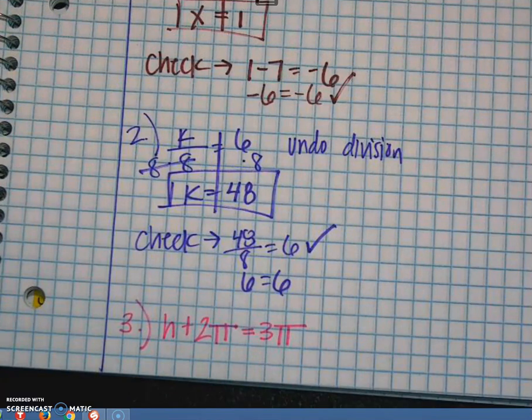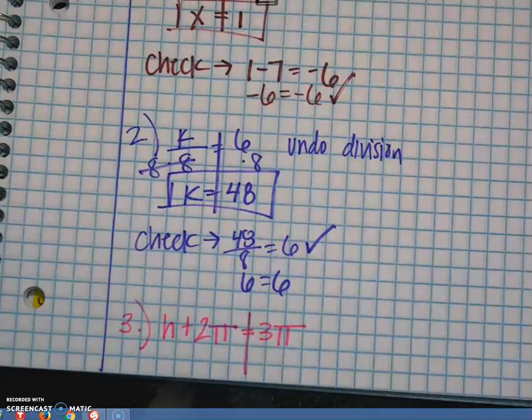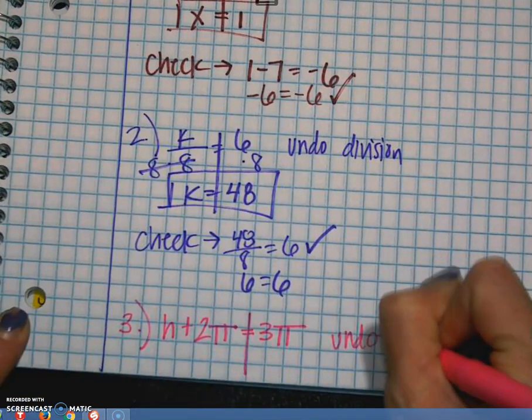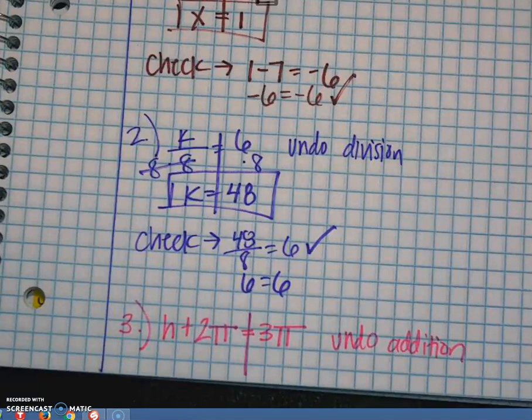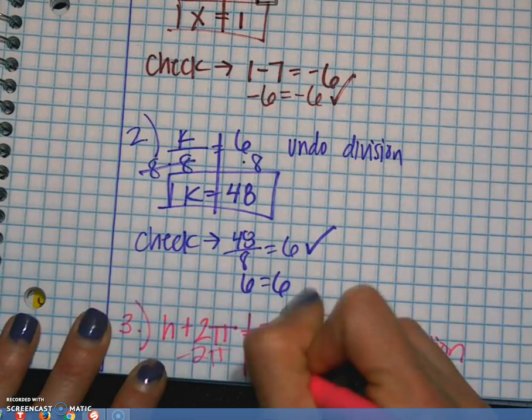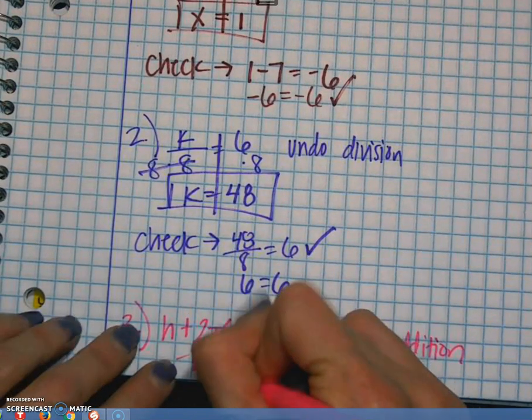So this is actually easier than it looks. I'm going to draw my mirror, and I have to get rid of a positive 2 pi. So undo addition. Opposite of addition is subtraction. So subtract 2 pi minus 2 pi. Notice I left it in terms of pi. It's way easier that way. 2 pi is gone. Now I just have h.